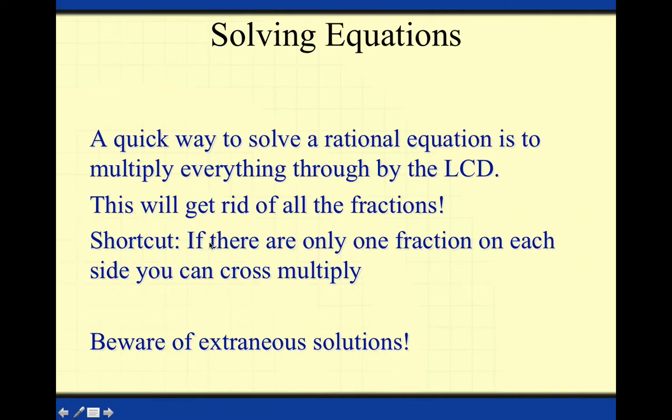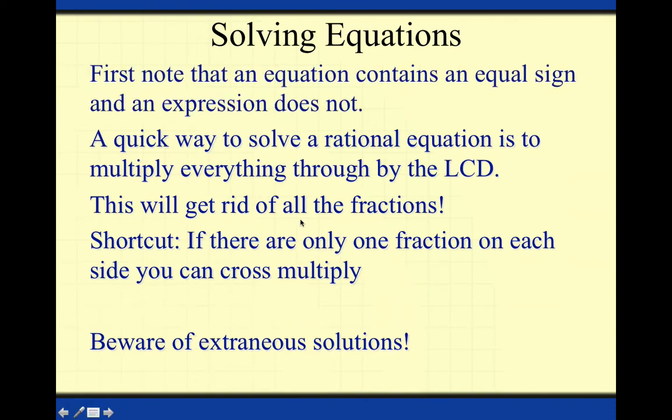If there happens to be just one fraction on the left and one fraction on the right, cross multiply like an old proportion. Also, when you do this stuff, beware of the extraneous solutions. Remember, when we did those before, we checked the answers. Some did work, some didn't. So you've got to be careful with those type of things. You might have to check your answers. Now, what is a rational equation? Remember, equations have an equal sign. Expressions do not. That's the only difference.